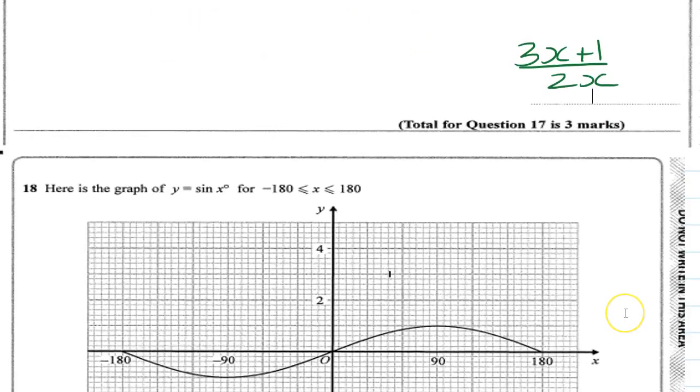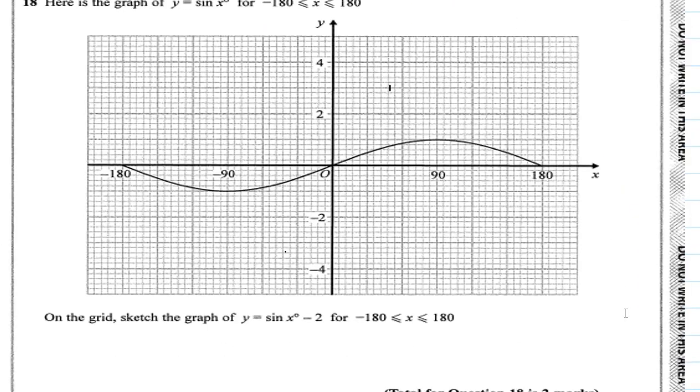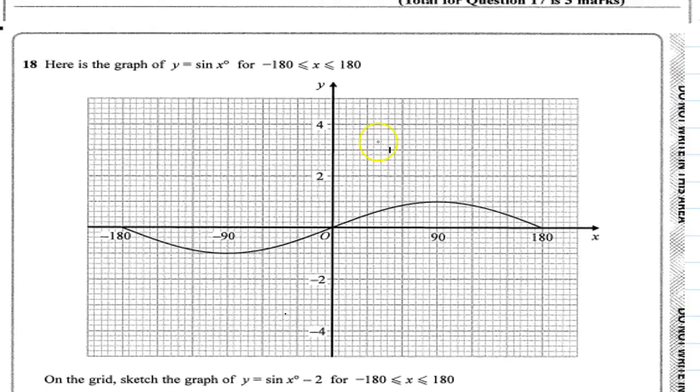Okay, nice and easy. 17th, 18th question. Here is a graph of y equal to sine x between minus 180 and plus 180. Yeah. Now on the grid, draw the graph of y equal to sine x minus 2. So this graph is going 2 units down. Yeah. So this point is starting from here at minus 2, so it goes up to 1. If you see, this is 1, so minus 2 it will start, then it will go up to minus 1.